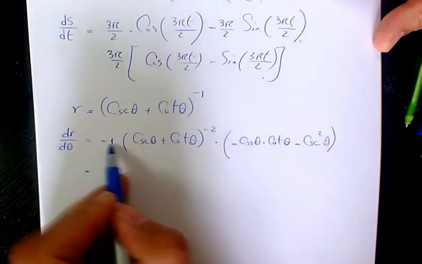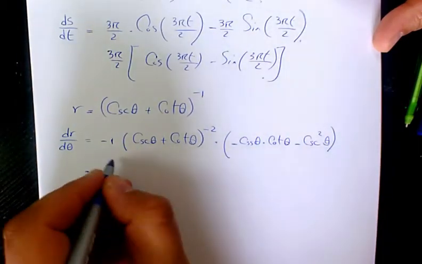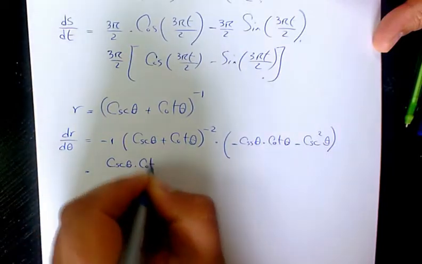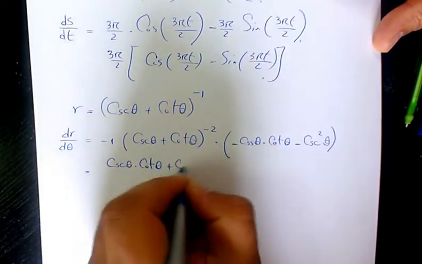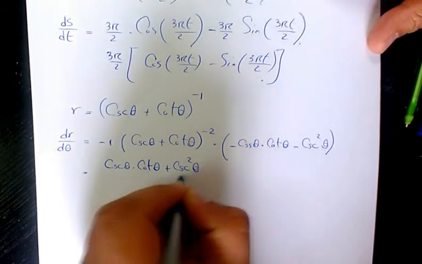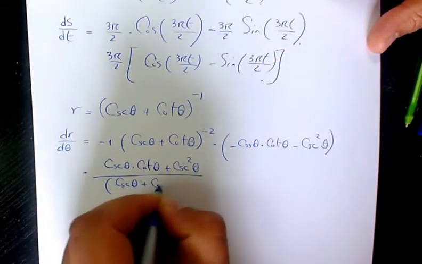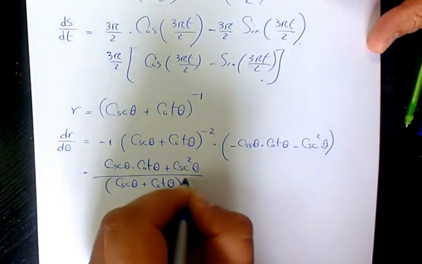This negative cancels out with this, all negatives here, so it is going to be cosecant theta times cotangent theta plus cosecant squared theta divided by cosecant theta plus cotangent theta to the power of 2.